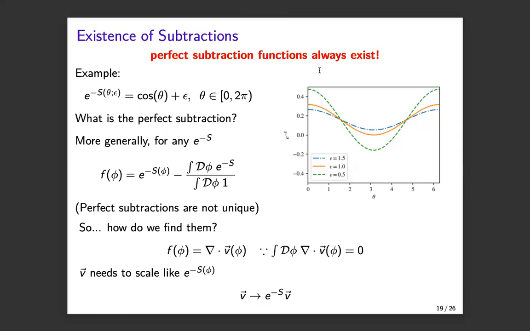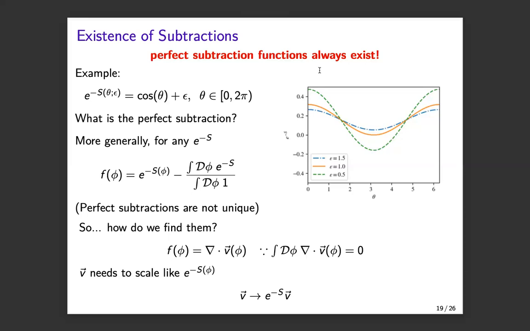But just to show naively why it always exists, let me go back to this example, cosine theta plus epsilon. What do you think is the perfect subtraction for this model? When we were talking about this method, I thought it was epsilon, but I got this wrong. It's actually not epsilon. You just subtract cosine theta. Then you're left with epsilon, which is just a constant function. There is no sign. Cosine theta integrates out to 0 from 0 to 2π, so it's a valid subtraction function.